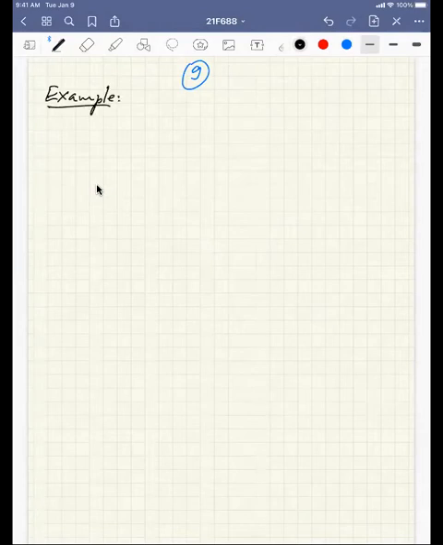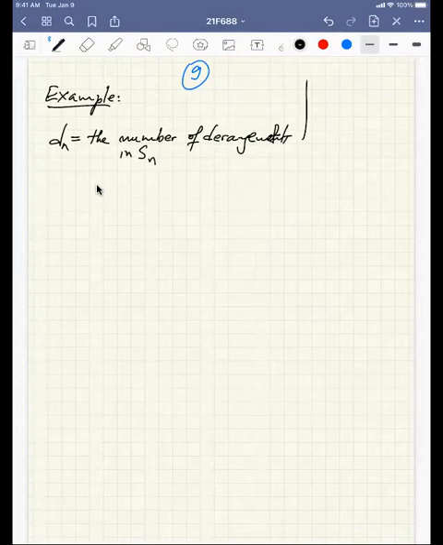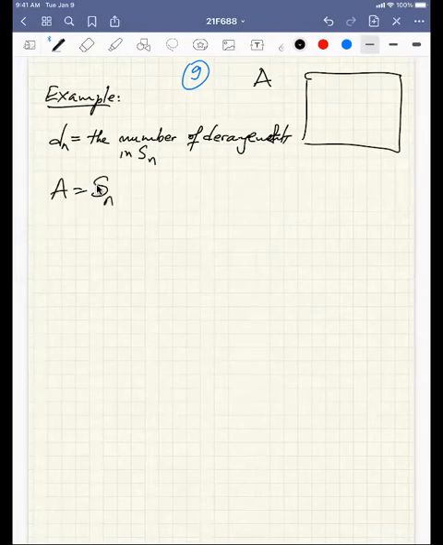Okay, so let's do an example with the derangements. So when we count the number of derangements, Dn, derangements in Sn, our scenario is that we have to figure out the bad sets and the big set A. Now the big set A is not too hard to figure out. It's the set of all permutations.